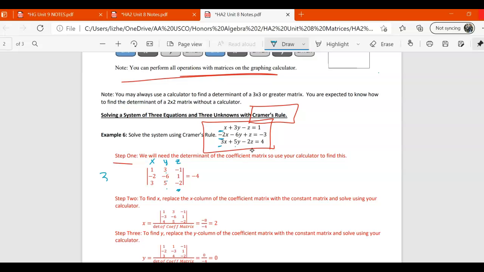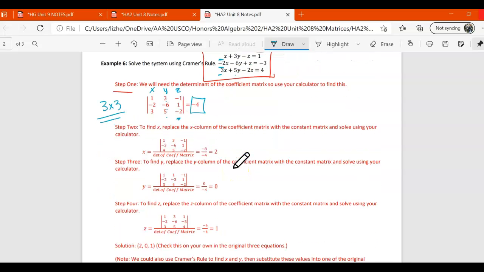Since this is a 3 by 3, you can use your calculator to find the determinant, and you will get a -4. So you should do that on your calculator right now. Make sure you can get that -4. And then moving on, step 2.